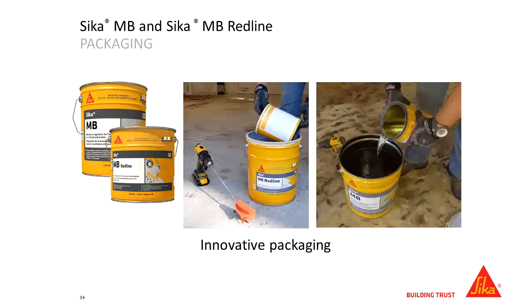This is the packaging for both the MB and the MB red line. This is different than a lot of the competitors. A lot of the competitors that have two-part epoxies give you two components. And I can tell you from a company I used to work for, we had a two-part epoxy, and I went on about 5 or 6 claims where they said the product didn't work, and I went out to the job site, and I'm walking the job site, in the closet I find 4 part Bs.